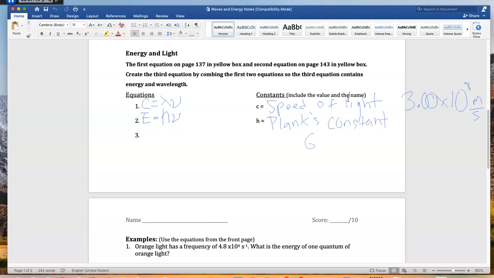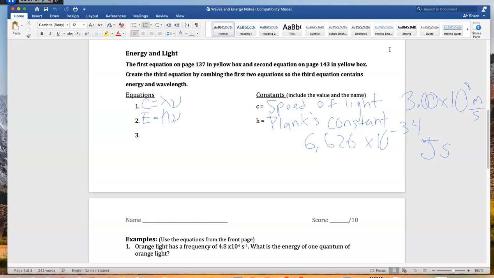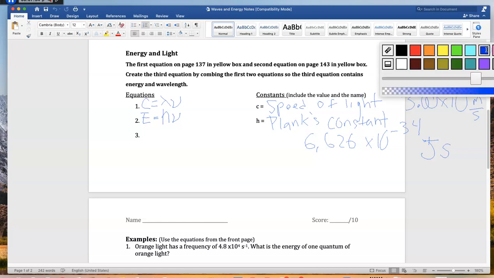And it is 6.626 times 10 to the negative 34th. Oh, shoot. I forgot the units. Can somebody help me? And the units are? It's joules seconds. Thank you. Joules seconds. Beautiful. Okay. So is that negative 34? Yes, that is negative 34.